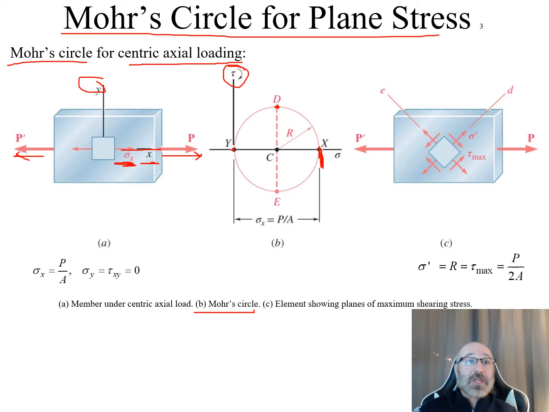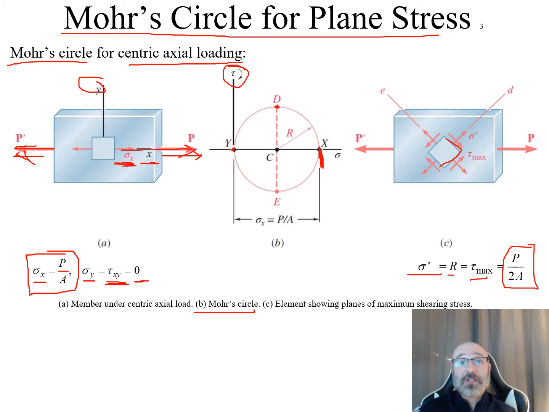Now our governing equations. Again, we recall that our normal stress in the x direction, sigma x, is equal to our load divided by that area. And in our y direction, our sigma y is just going to be equal to our tau xy, which is equal to 0, because we just have this axial load. So for our sigma prime at 45 degrees, we can see that our R is equal to our tau max, which is equal to P over 2A. This is the element showing our maximum shearing stress at 45 degrees.